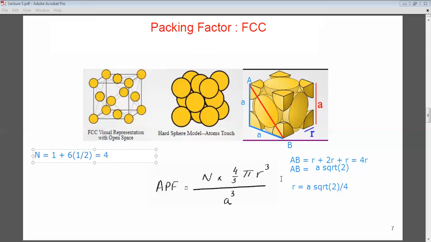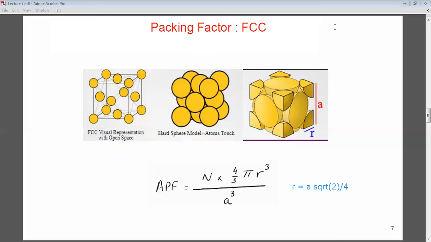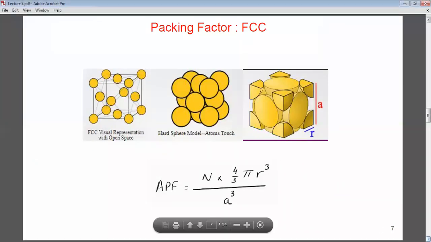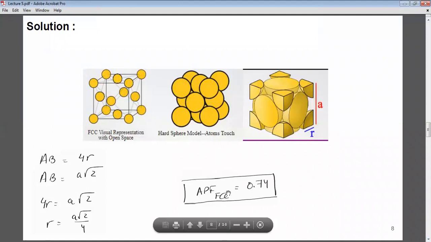So N is 4, R is A square root 2 over 4, and the volume of the cube, we still have a cube, so the volume is A cubed. And then if you plug in all the numbers, you get the atomic packing factor to be 0.74, which is indeed much higher than that of the BCC and much higher than that of the simple cube.